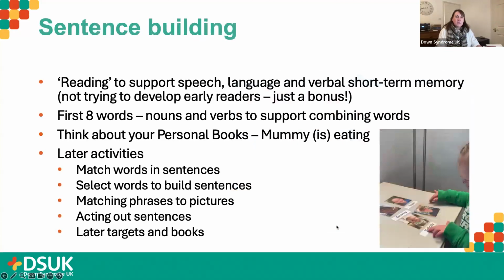And then as they start to learn those words, we can do a little bit of sentence building. And here is really when they are starting to support, reading is being used to support speech and language. So first 8 words, normally first 4 are family names, but second 4 are going to be verbs, action words. So I can match them in my personal book, my sleeping and my eating pictures.